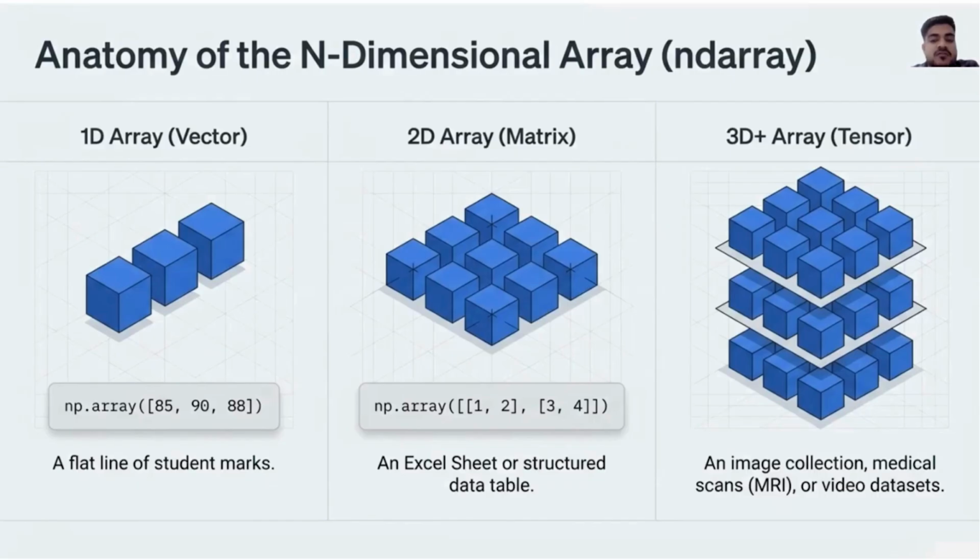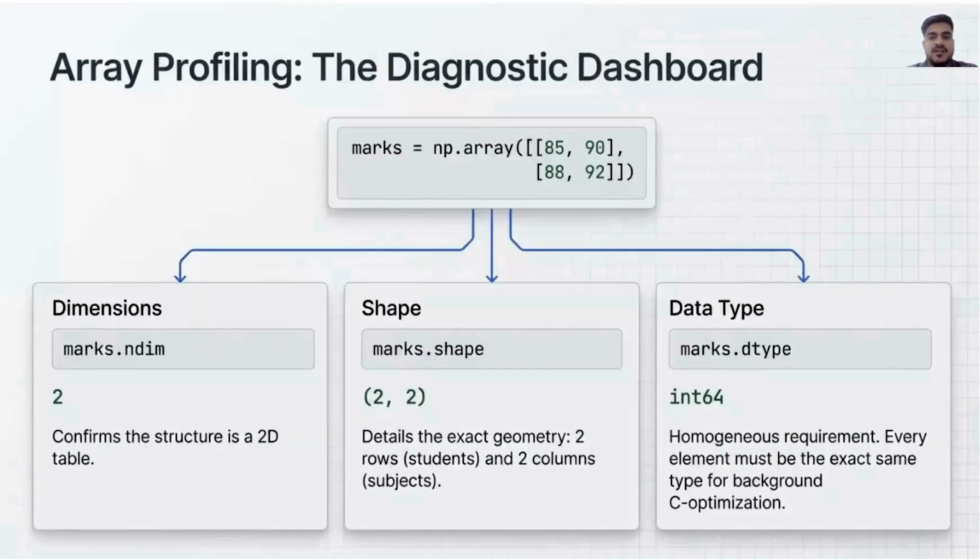Now moving towards the next slide, array profiling, the diagnostic dashboard of the array we create in NumPy. Whenever you are working with a dataset, NumPy gives you a built-in diagnostic dashboard to understand your array structure. You use .ndim to confirm the exact number of dimensions you have. With the help of ndim, we can know how many dimensions we have in our array. You can use .shape to see the exact geometry, telling you precisely how many rows and columns exist in your array.